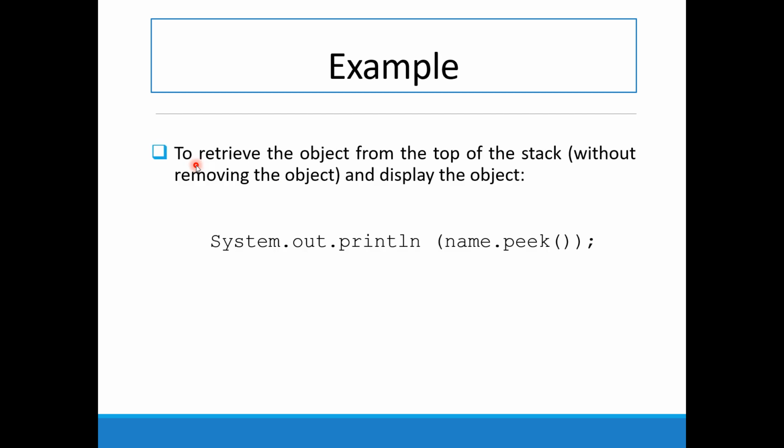Okay, example for pick is to retrieve the object from the top of the stack without removing the object and display the object. Okay, so kita boleh panggil method macam ni. System.out.println(name.pick()); Okay, tutup. So kalau kita panggil macam ni, dia akan return value yang top without removing it. Okay, kalau kita pop tadi, pop akan remove. Tetapi untuk pick, dia akan dapatkan value tu saja without removing it.